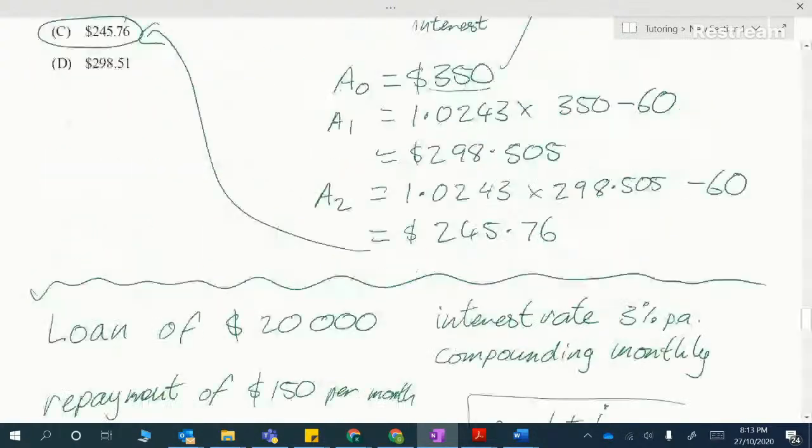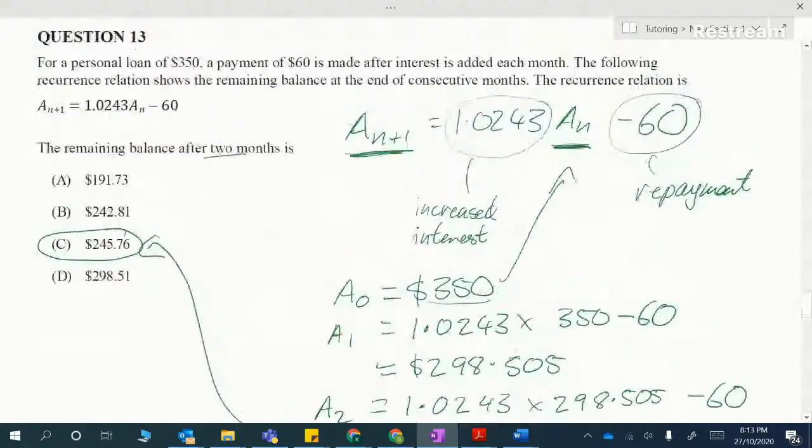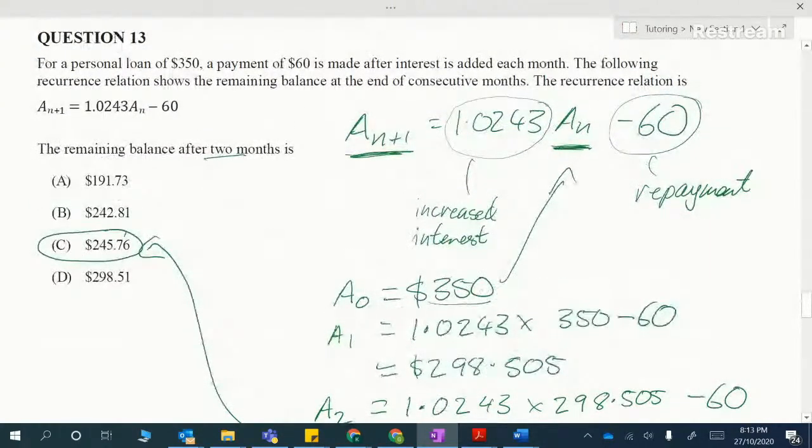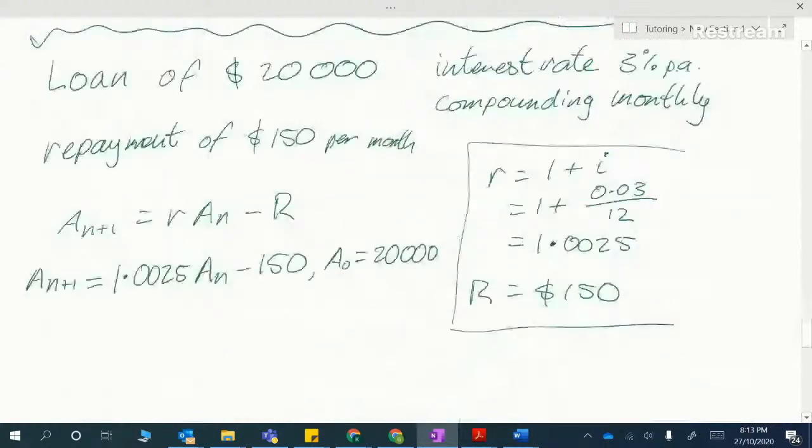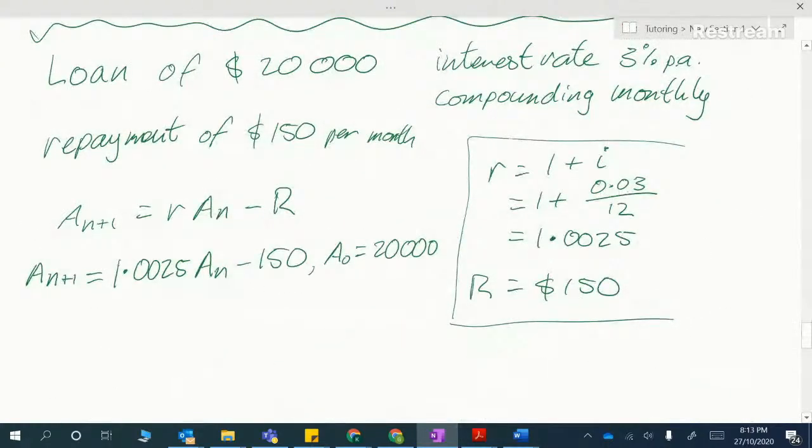So the previous question that I showed you is an example of what you would do if you're given a recurrence relation. You just substitute it in. And the second question I just showed you that I made up is how you would write the recurrence relation if you were given some information. Okay. So hopefully that answers questions about that topic.